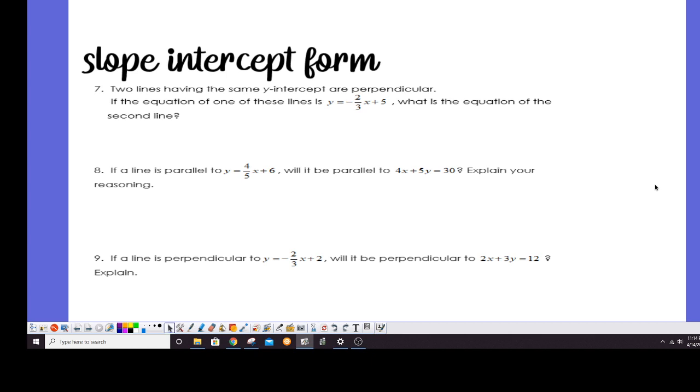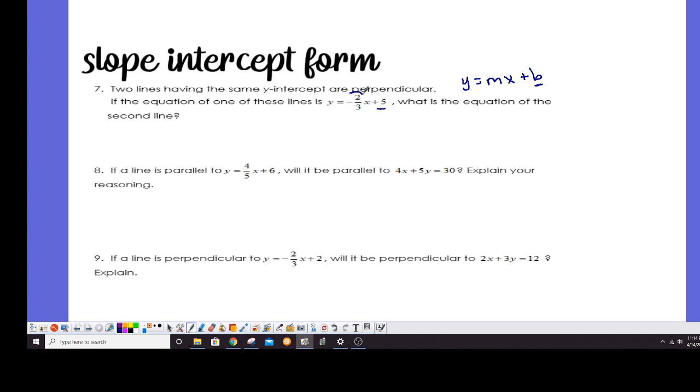Two lines having the same y-intercept are perpendicular. If the equation of one of these lines is y equals negative 2/3 x plus 5, what is the equation of the second line? What's really important here is knowing that they have to have the same y-intercept. So if I'm writing y equals mx plus b, the same y-intercept, so we know this has to be the same, and we know they have to be perpendicular, so that means the opposite sign reciprocal.